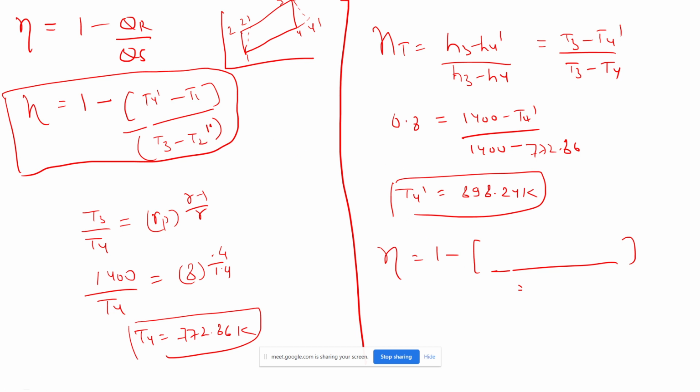Okay, so T4 what we have got, 898.24 minus 300, and T3 what is the T3, 1400 minus 604.9. 604.3, I thought we got 604.3. So now we will get the answer correctly. 898.44 minus 300.